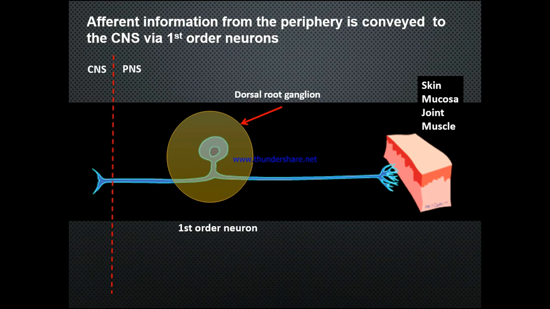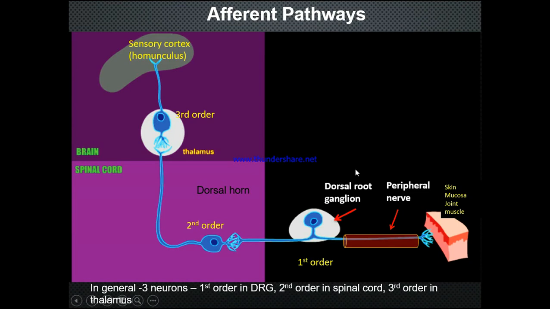So, let's look at the afferent information from the periphery when it's conveyed to the CNS via a first order neuron. So what we have here is representative of the CNS, the central nervous system. Then we have the PNS, the peripheral nervous system. This would be the dorsal root ganglion, known as the first order neuron. And here we have the skin, the mucosa, the joint, the muscle. So let's just look at why these different orders are important. So if we think of an afferent pathway for a second, this is a sensory pathway going to the sensory cortex via the homunculus, which we're going to talk about.